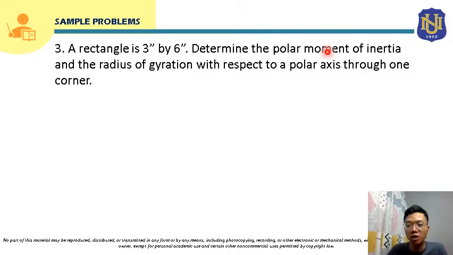We are going to determine the polar moment of inertia. The polar moment of inertia is the moment of inertia with respect to the axis that is perpendicular to the plane, so that will be the z-axis. We already discussed that in our previous recorded video discussion, so you can check that out if you cannot follow me here. You have to watch that first. And then the radius of gyration. We will determine the polar moment of inertia and the radius of gyration with respect to the polar axis. Our axis perpendicular to the plane will be at one of the corners of this rectangle. So let's solve this problem.